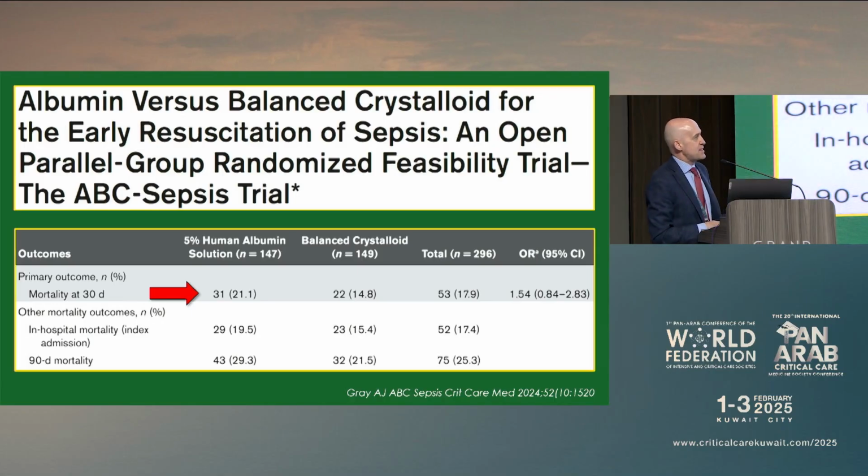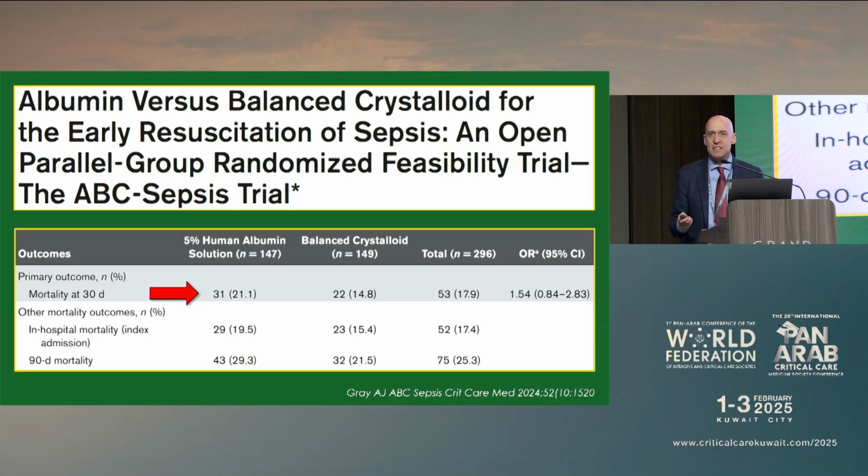So this is the ABC Sepsis trial, which was designed as a pilot trial looking at the use of albumin versus balanced crystalloid for fluid resuscitation in critically ill patients with septic shock in the UK. And what's interesting to see here is that there is an absolute increase in 30-day all-cause mortality associated with the use of albumin, right?